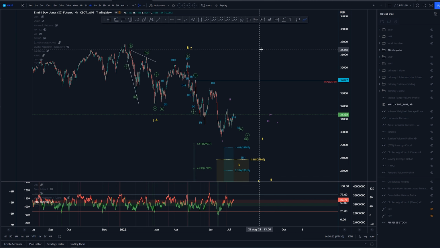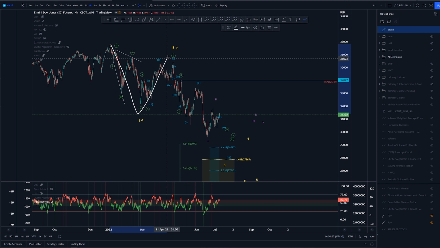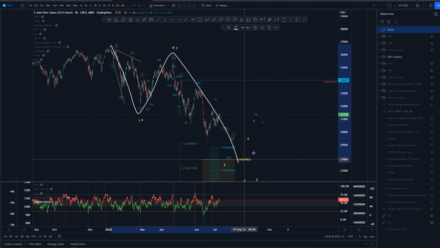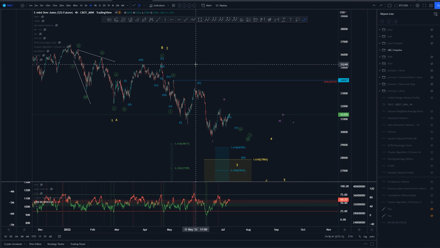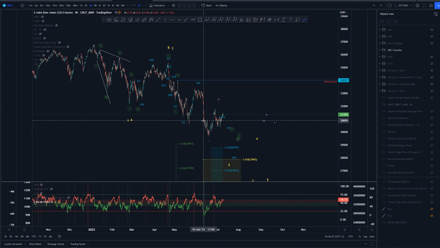One of the other structures is still this one, in which we have this as an A or 1, then B or 2, and then C or 3. We did create a very low here on RSI, so I don't think this is the right count.